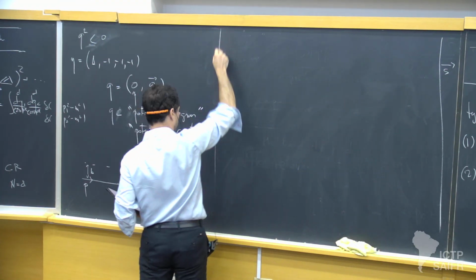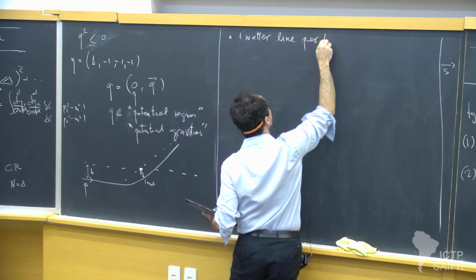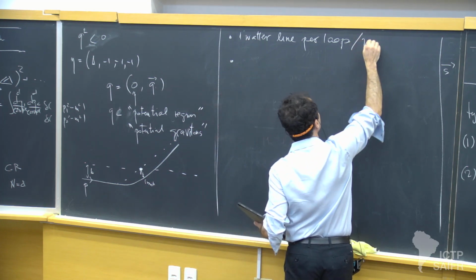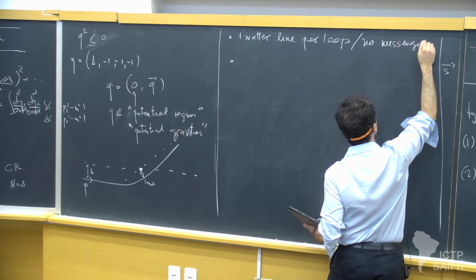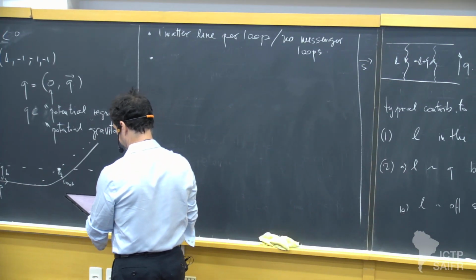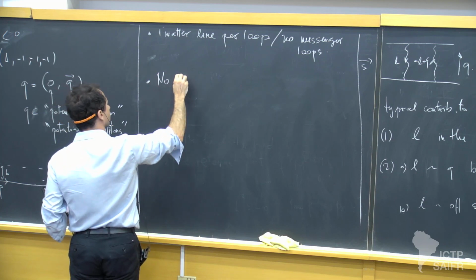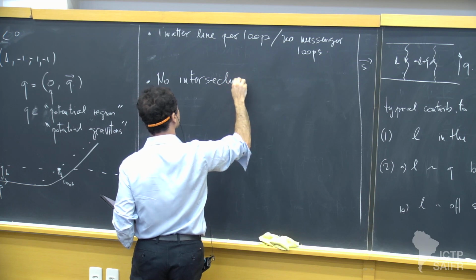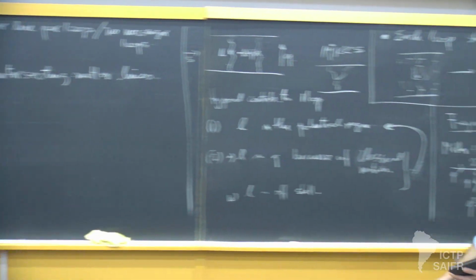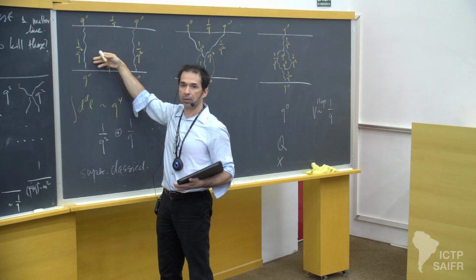So let's make a list here. Another way of saying this is that there are no messenger loops. Another thing that's worth thinking about is that there should be no intersecting matter lines. Why exactly is this? If we had intersecting matter lines, it means that this propagator will collapse.